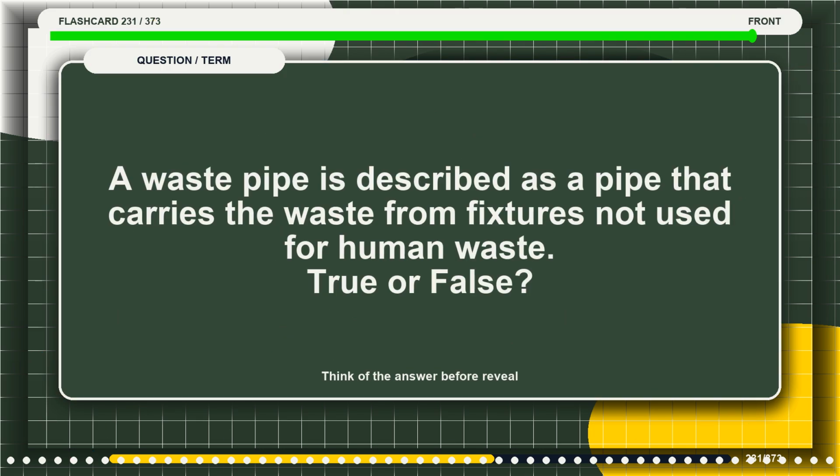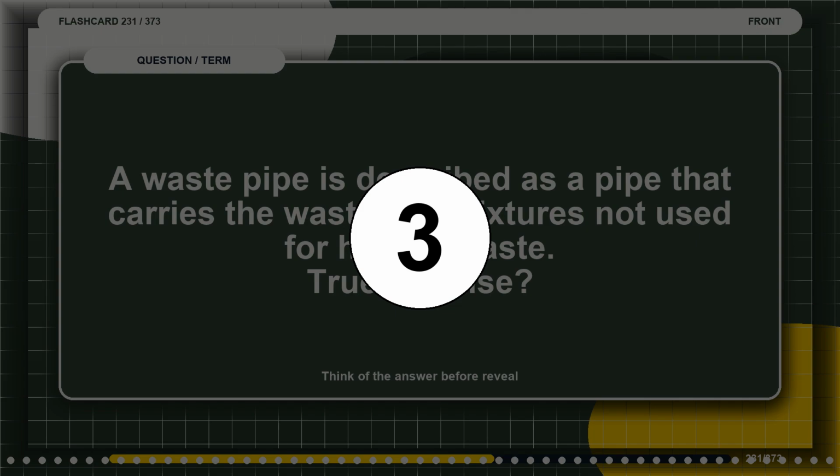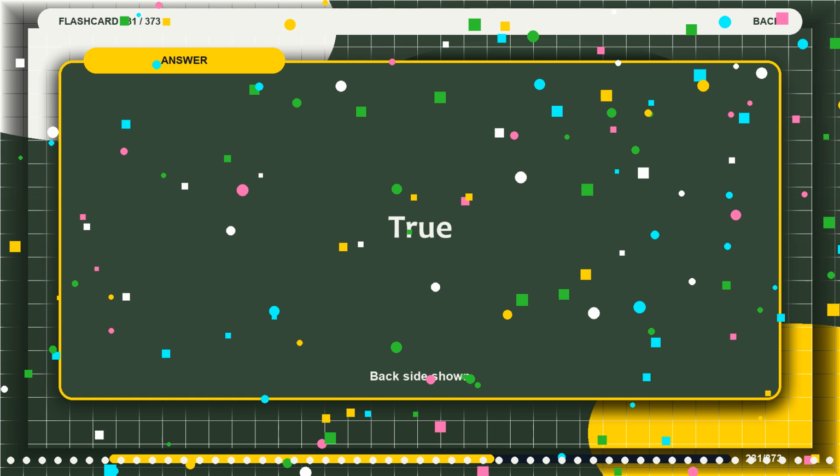Flashcard 231. A waste pipe is described as a pipe that carries the waste from fixtures not used for human waste. True or false? Think of the answer before the reveal. The answer is true.